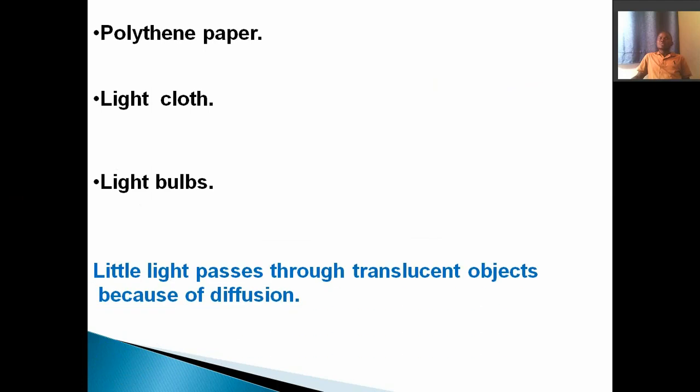Lastly, we are saying that little light passes through translucent objects because of diffusion. So why does little light pass through translucent objects? Little light passes through translucent objects because of diffusion. We shall be looking at that in our next lessons to come.